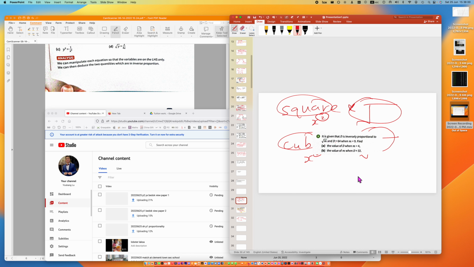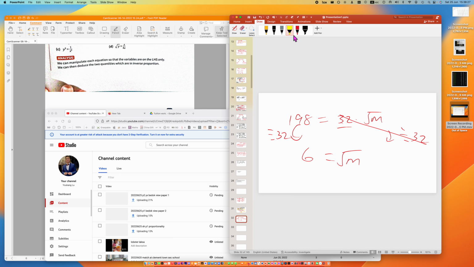You don't know? What's the opposite of square? What's the opposite of cube? Then what's the opposite of square root? Square. Yes. So how do you get rid of the square root? You use the opposite, which is you square this one. You square this one, you get m.